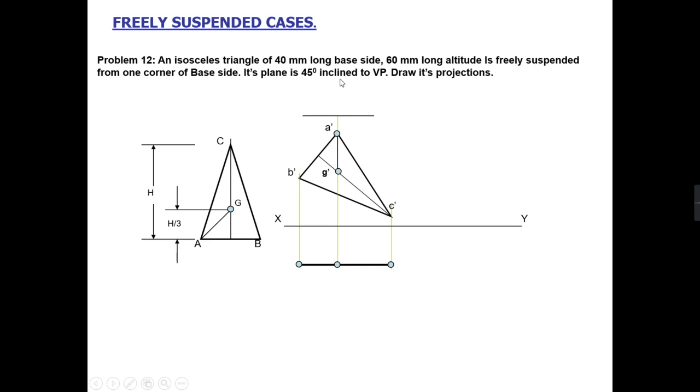Then it is asked you to incline the plane at 45 degrees to the vertical plane. So I can rotate this line at 45 degrees and I can mark the projectors from the top view and front view to get the final front view of the isosceles triangle.